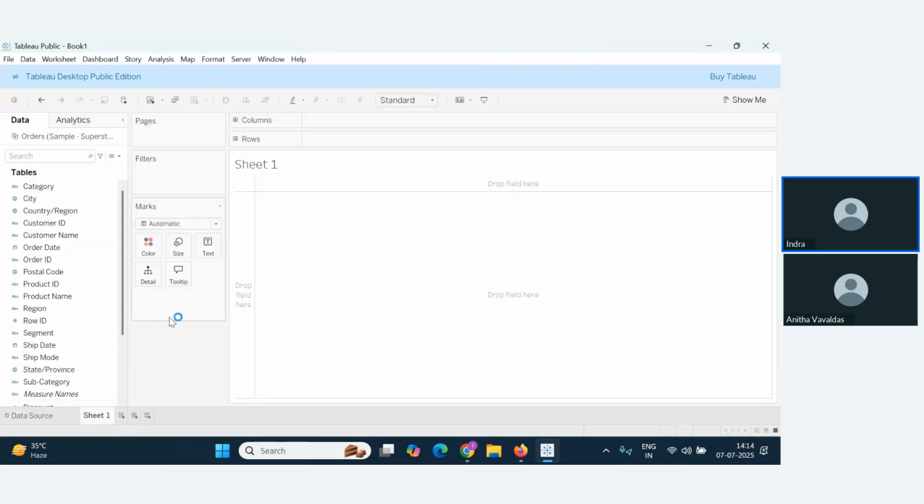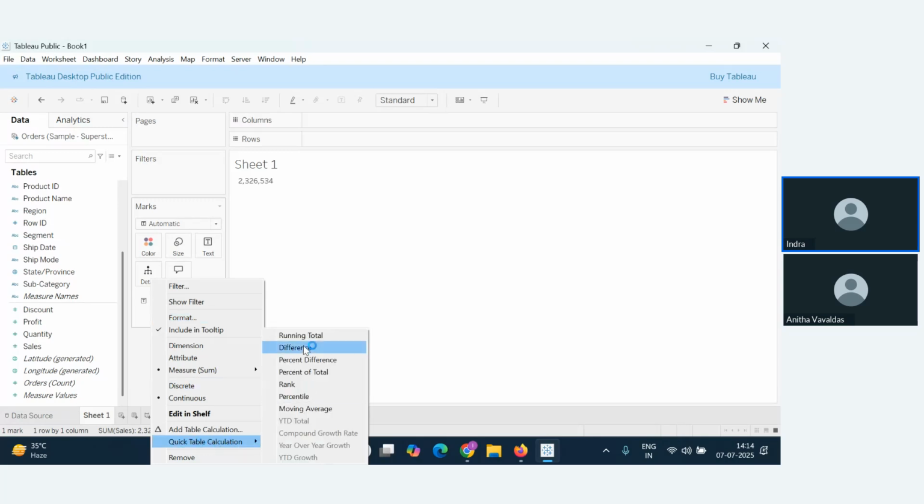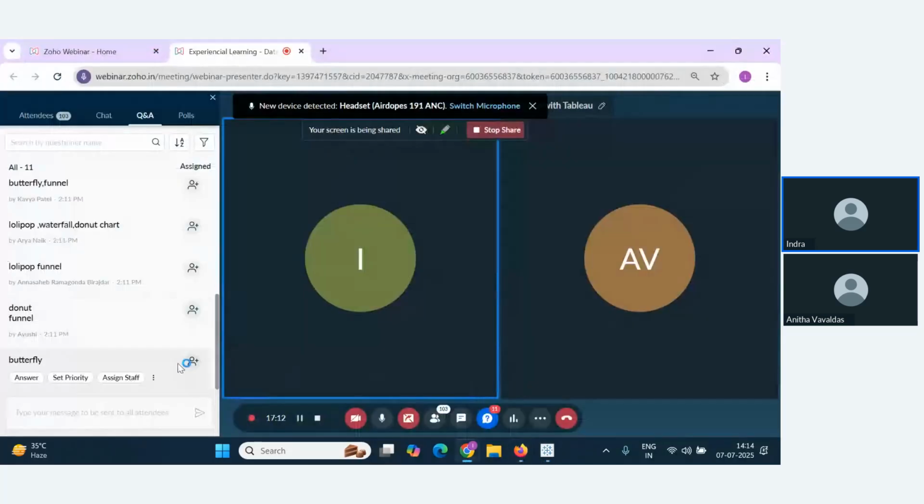If you see here, if I take any numerical field here, once I click on this drop down, you're getting an option called quick table calculations. These are all your quick table calculations: running total, difference, percentage difference, percent of total, rank, percentile, moving average, YTD total, compound growth rate, year-over-year growth, YTD growth. These are the common built-in calculations inside Tableau. It means for them you do not have to write any complex code. We'll see these quick table calculations one by one.